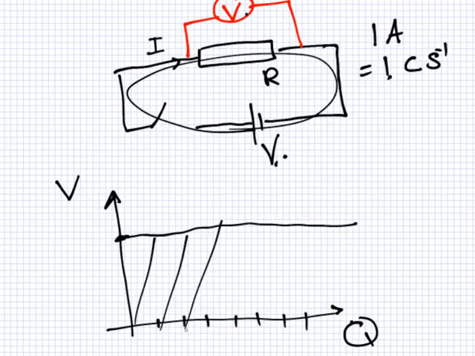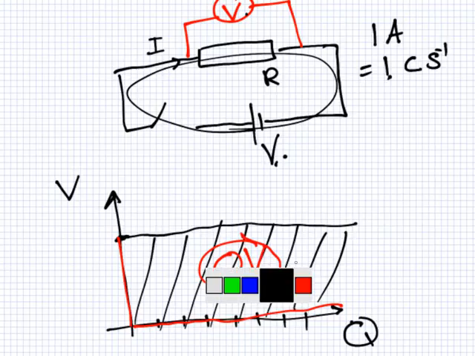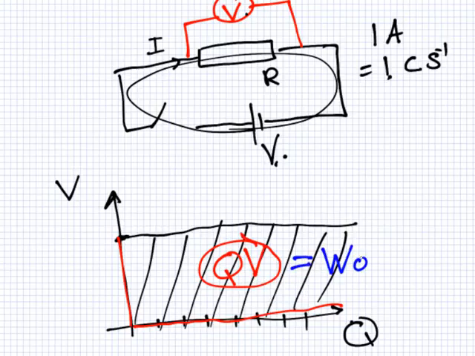What is the area of this graph? It's Q multiplied by V. This is Q, and this is V. So the area is QV. But what does QV represent? It's the work.